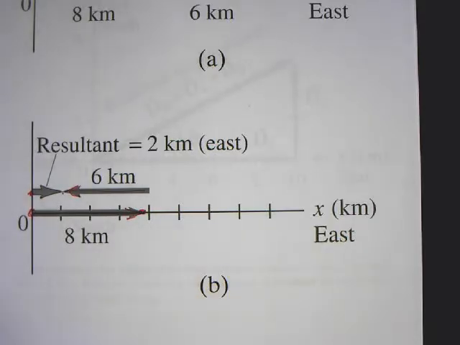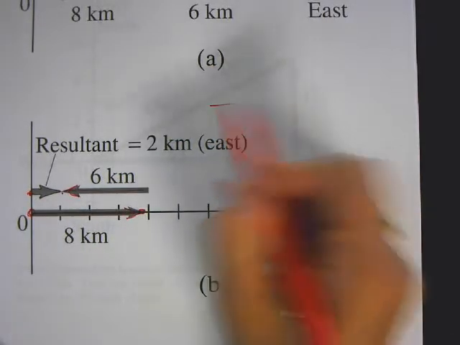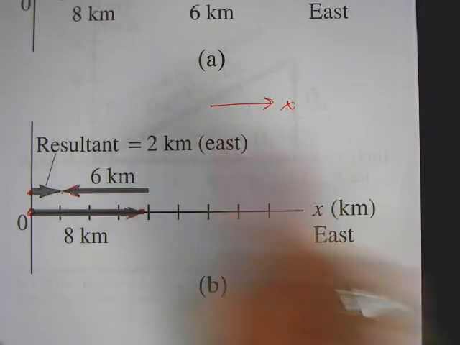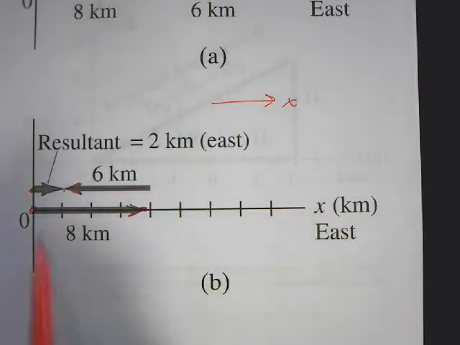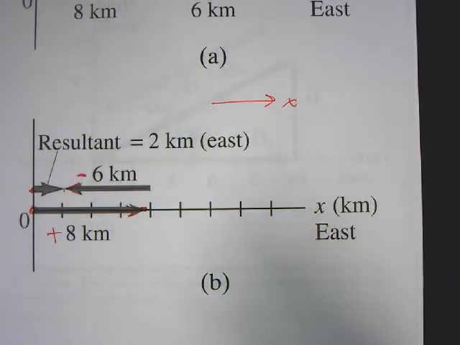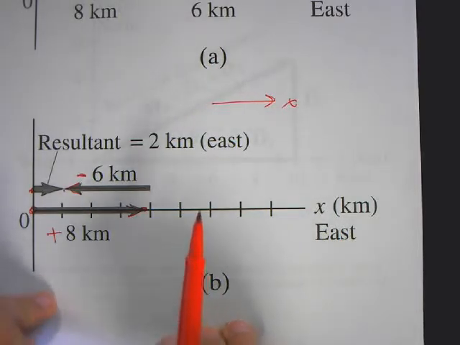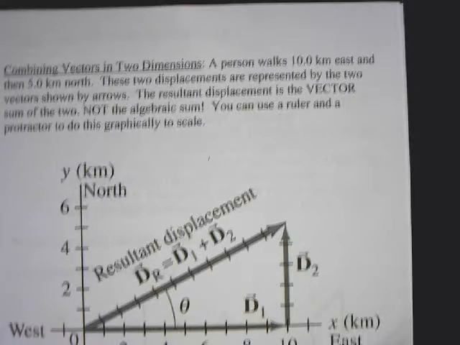Now, when they're going like this, and it's on the same plane, like x and negative x, it's really easy because you would just call this positive and this negative, and it would be easy mathematically. What we're going to do in this chapter is ones that go in two directions, okay?